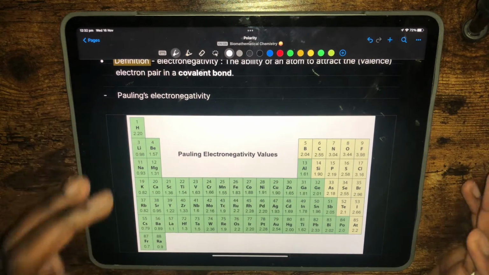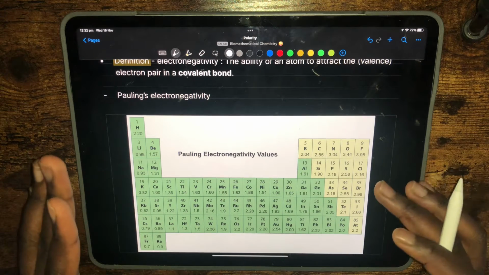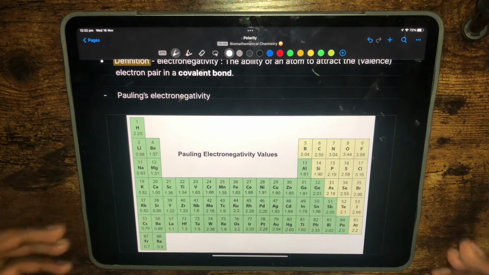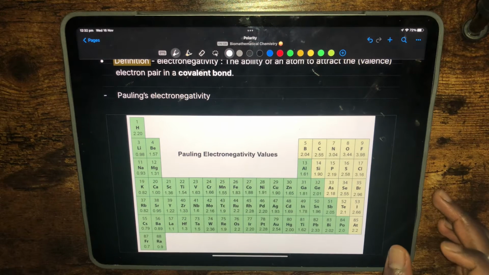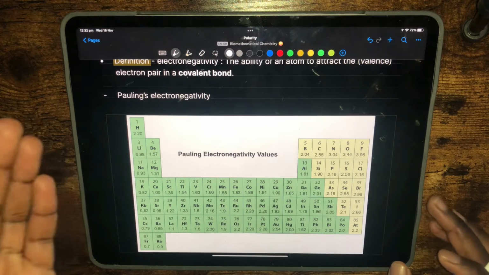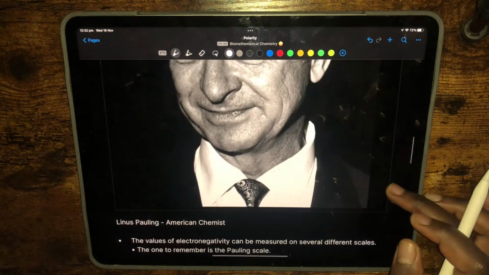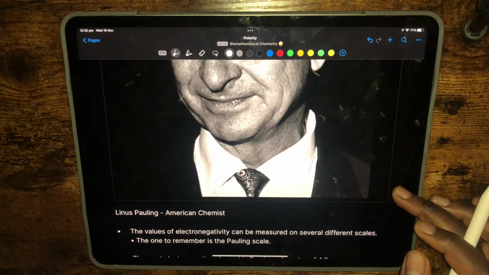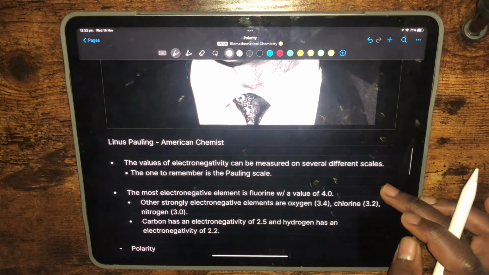Now in the exam, I don't want to overstress this because it doesn't come up as much in the exam. I don't think it has to come up, but you just need to know what it is, and there's just a table that shows the electronegativity of each atom. Why is it called Pauling electronegativity? It's just designed by this guy, Linus Pauling, an American chemist. The values of electronegativity can be measured on several different scales. The one to remember is the Pauling scale.